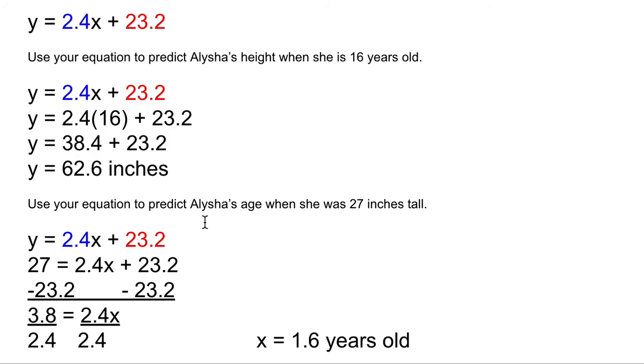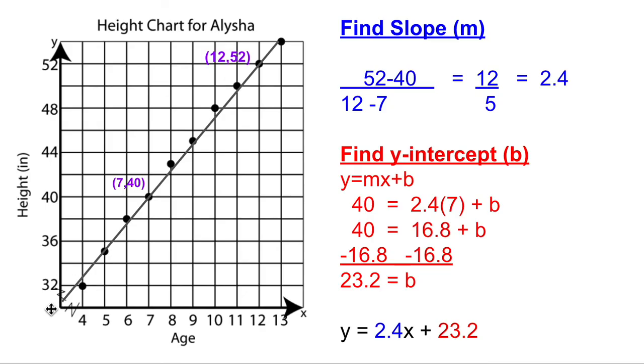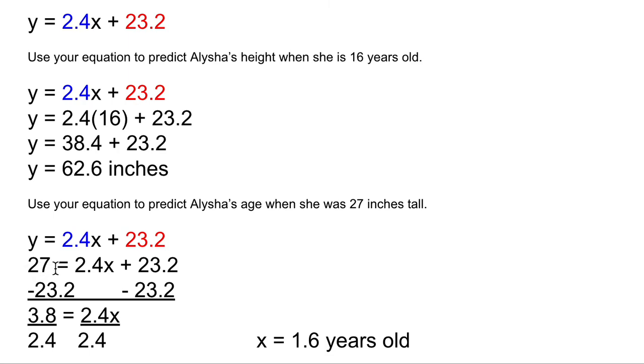We can also use the equation to predict Alicia's age when she was 27 inches tall. I think this is where we will be extrapolating data because 27 inches isn't even on our graph. Now, finding out where 27 inches would be, that is going to be our y value because that is on the y-axis. So I'm going to plug in 27 for y. Now I have just a two-step equation. 27 equals 2.4x plus 23.2.